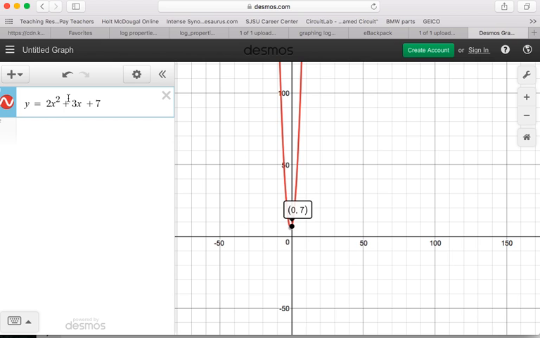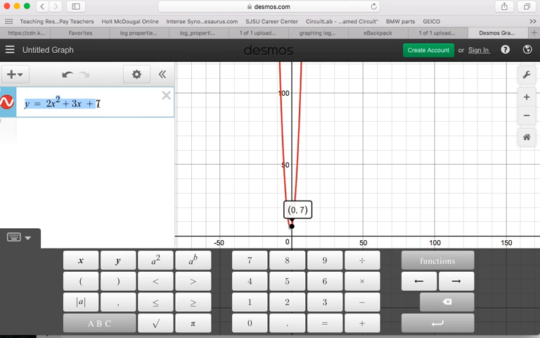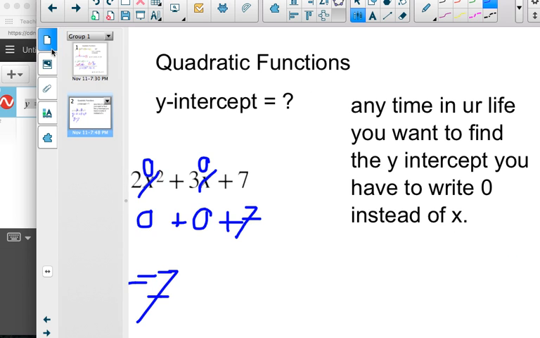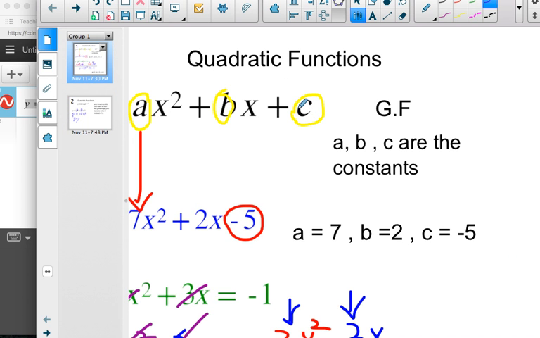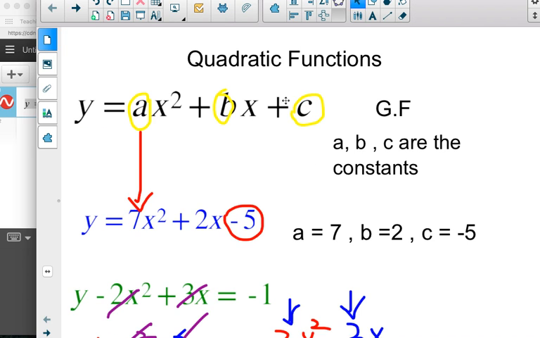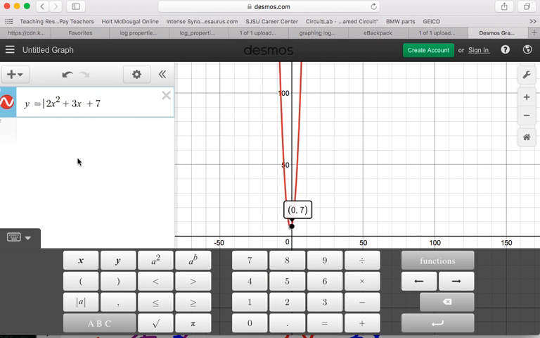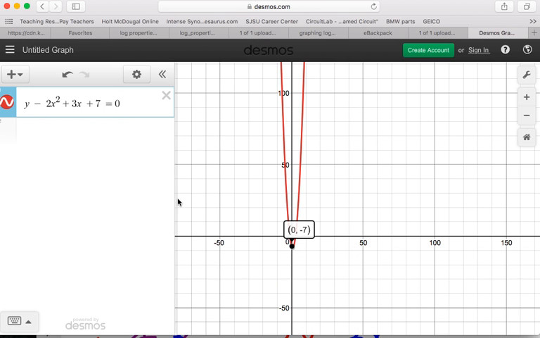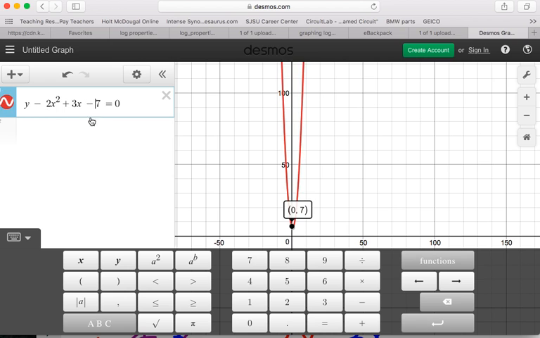Good. One more thing, which is a super duper highlight of this part. It has to be in this format. It has to be in a general format in order that you have the eligibility to say that the constant, the c, the number by itself, is the y-intercept. You have to make sure that y is equal blah blah plus blah blah plus c. Okay, if I messed up this format, I'm not sure if it's gonna work, but oh yeah, it still works, right? It still shows me something, right?